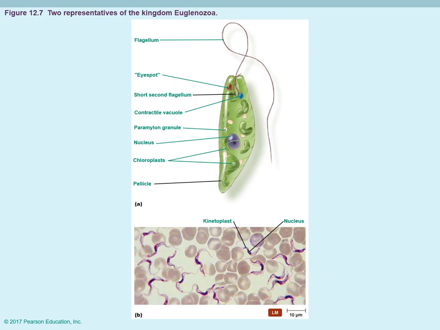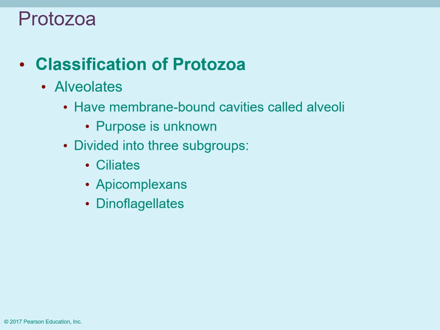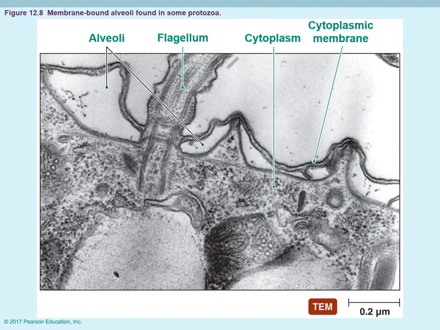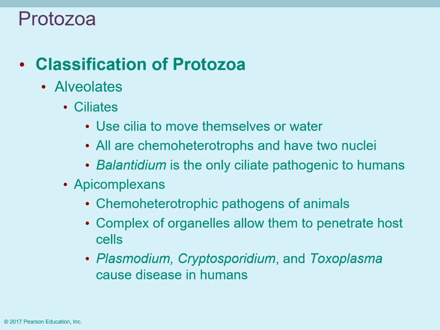This is a blood smear. And so these are your red blood cells, but you can definitely see these are not supposed to be there. So that obviously is a sign someone has a protozoan infection. The alveolates, they have these membrane-bound cavities within them. Don't really know what the purpose is, so there's a lot of things we still don't know. These are divided into 3 subgroups. So here you can see the flagella, the cytoplasm in there, and those little alveoli, or those little cavities, if you will.